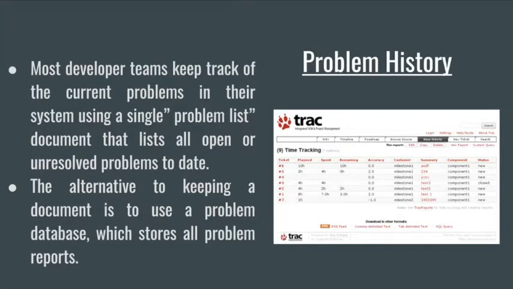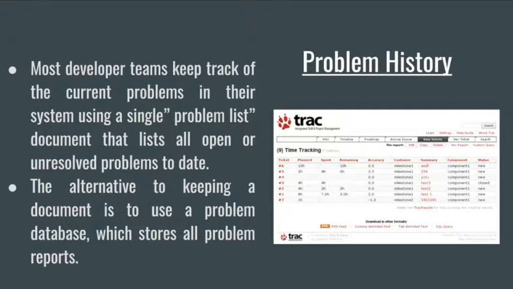Finally, the problem history. Most developer teams keep track of the current problems in their system using a single problem list. This may be a document that they use to keep the list of all open or unresolved problems to date. Such a document is easy to set up and easy to maintain. However, associated problems include the following.